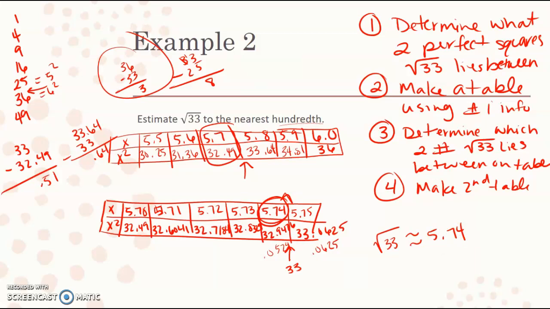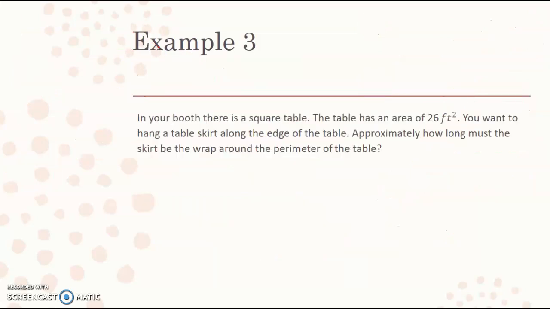Because it is closer to 5.74 than it is to 5.75. So that is how we use a table to estimate to the nearest hundredth. The first part was to the nearest tenth, and then we just take it. If I wanted to find to the nearest thousandths, I would just make a whole other table using this same thought.